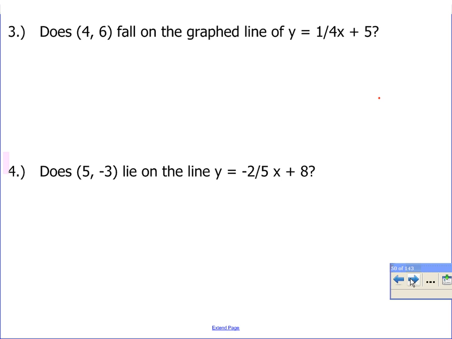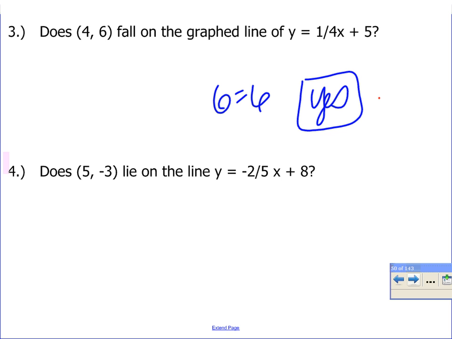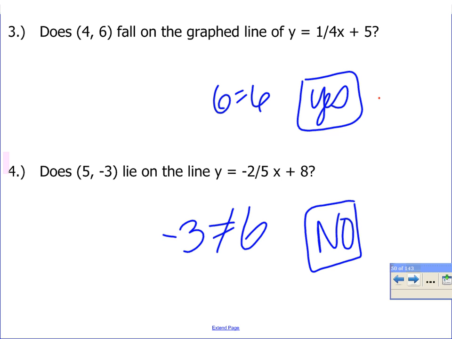Number 3, Anastasia. Yes, 6 equals 6. And the last one, number 4, no. And you don't have your something equals something? Negative 3 does not equal 6. Right. Okay, do the last one. Next page.